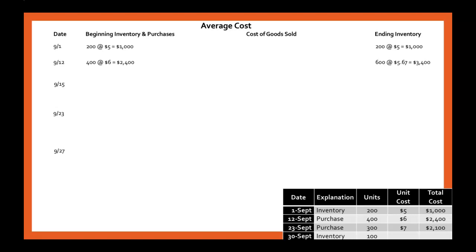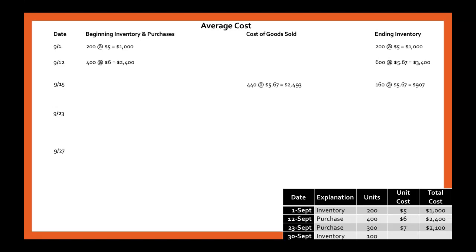Now on the 15th, we sold 440 units. Here's the beautiful part about average cost. It's a lot simpler when you make a sale, right? We made a sale of 440 units. So, under cost of goods sold, we'll put 440 at $5.67. That's our most recent average unit cost. We multiply that out and we get the $24.93.